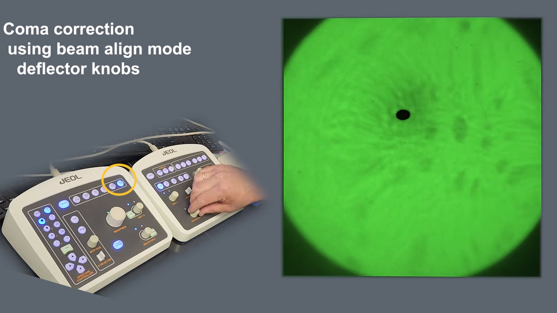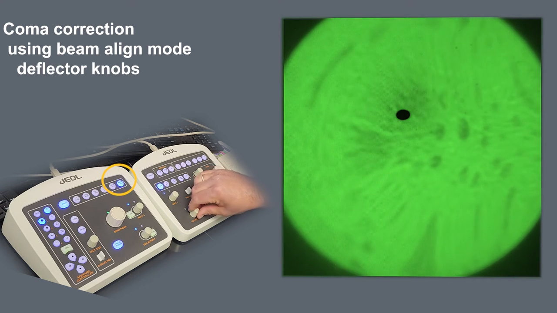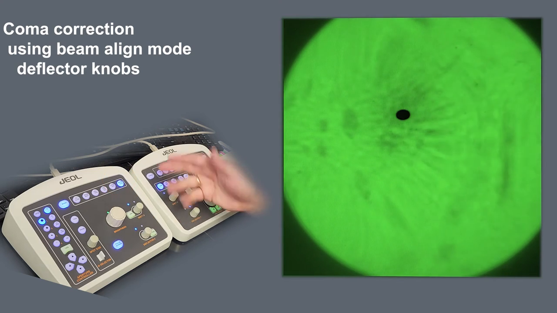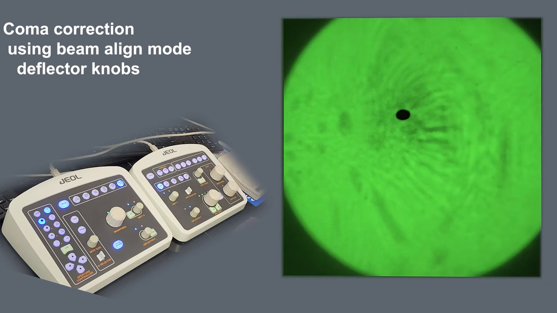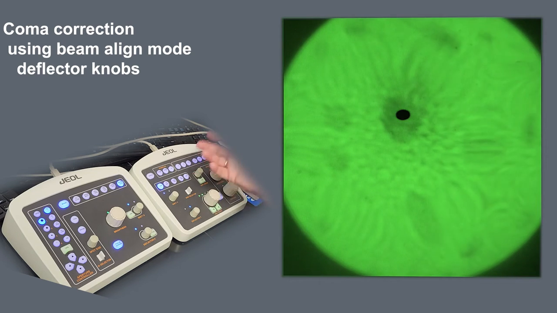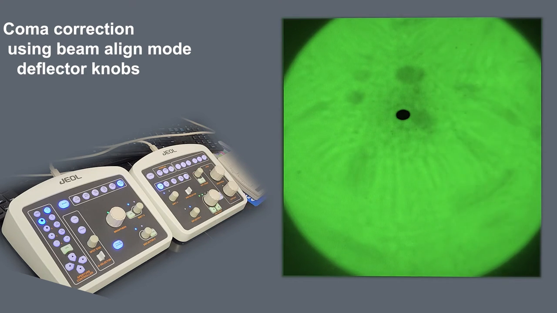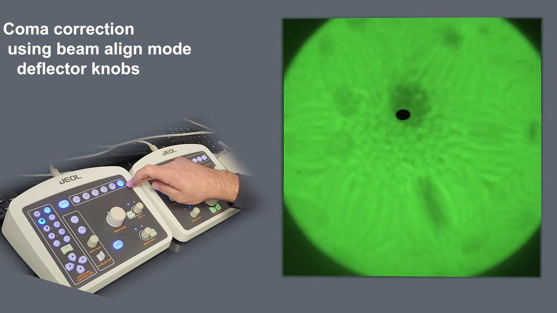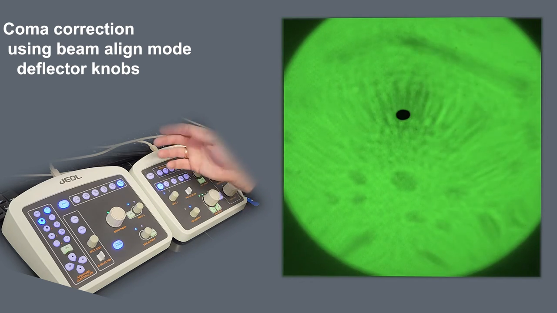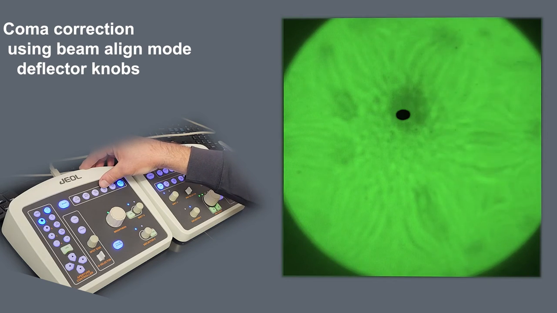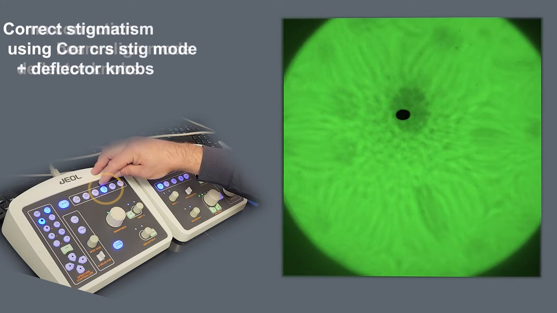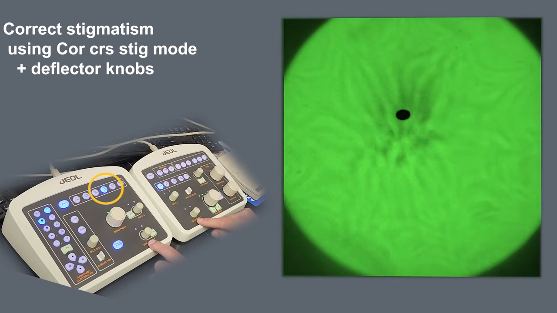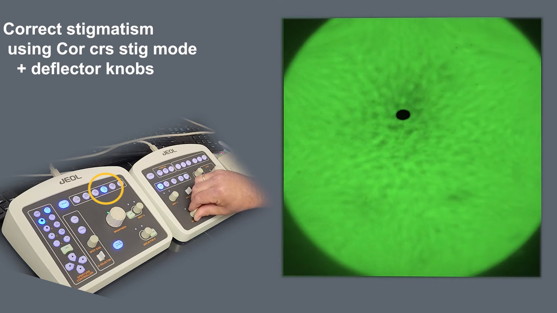For coma correction, we use beam align and deflector X and Y. For astigmatism correction, we use Core CRS Stig and Deflector X and Y.